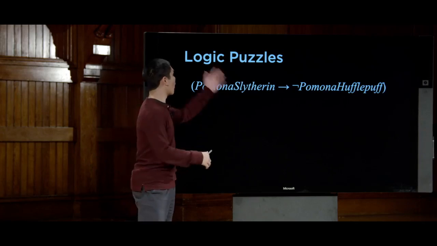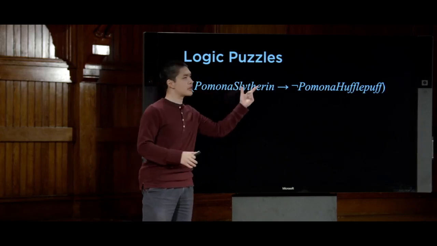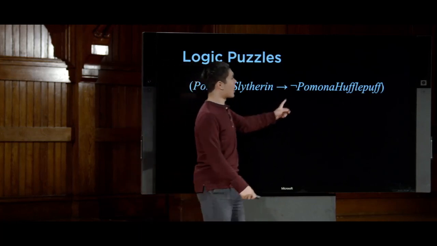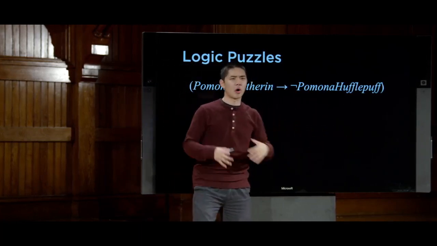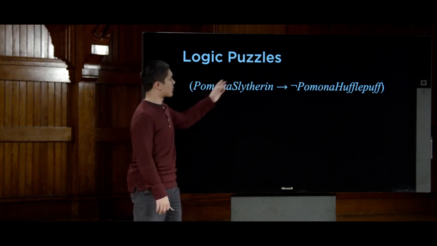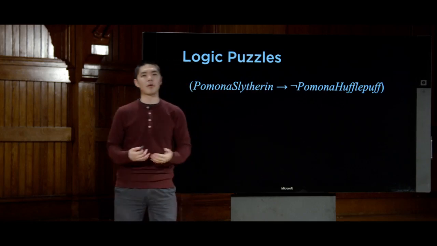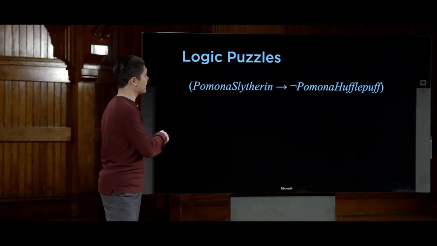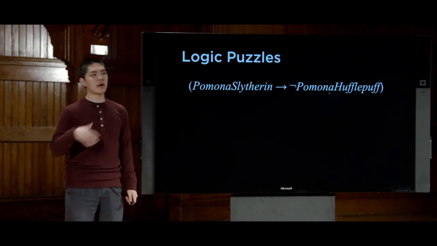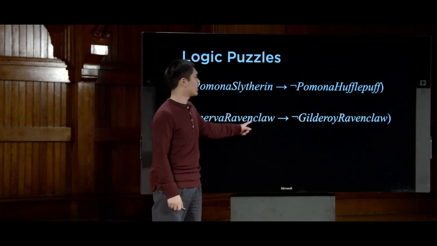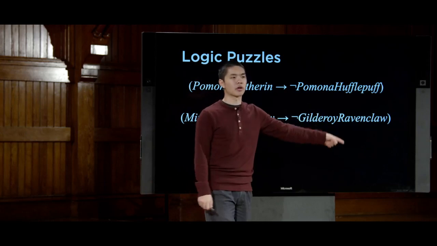And we know this for all four people and for all combinations of houses, that no matter what person you pick, if they're in one house, then they're not in some other house. So I'll probably have a whole bunch of knowledge statements that are of this form, that if we know Pomona's in Slytherin, then we know Pomona is not in Hufflepuff. We were also given the information that each person is in a different house. So I also have pieces of knowledge that look something like this. Minerva Ravenclaw implies not Gilderoy Ravenclaw.